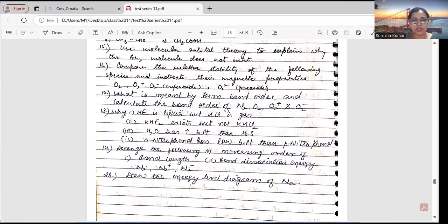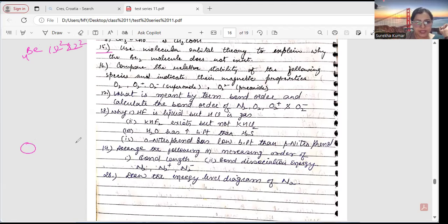Okay. Question number 15. Use molecular orbital theory to explain why Be2 molecule does not exist. According to molecular orbital theory, let us write down the configuration of beryllium. It is 1s2, 2s2, right?